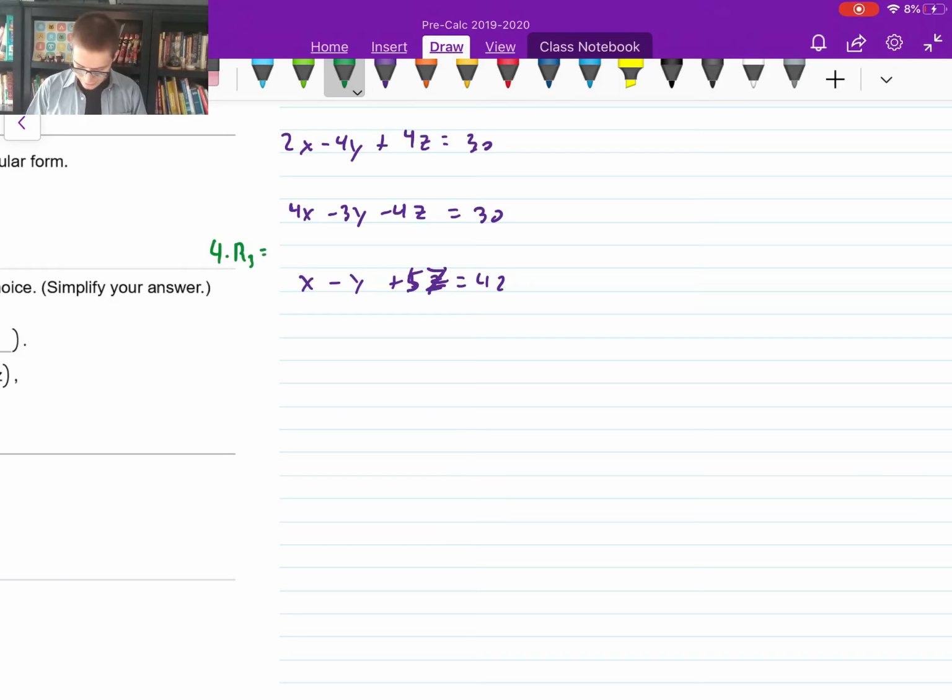Okay, so this becomes 4 times R3, which is 4x minus 4y plus 20z equals 168. Okay, and now I put that beneath the row. Now I want to subtract the top row from the bottom row. I'll be very careful. It's a good idea to actually put down the subtraction signs, so your brain is very, very clear on what to do. Otherwise, it can get confusing.